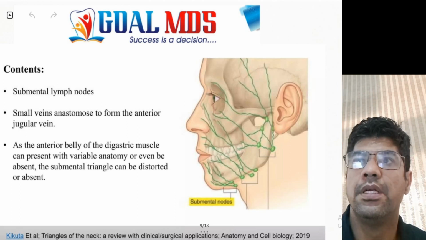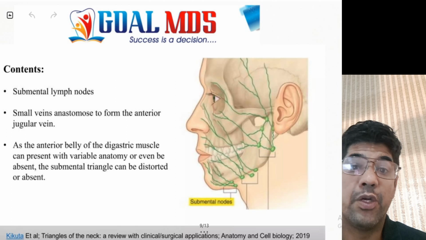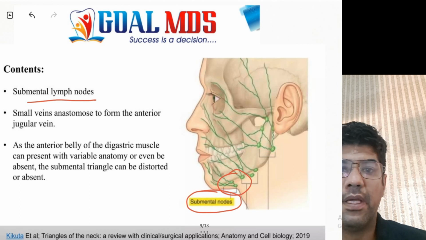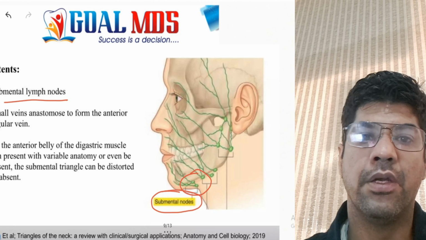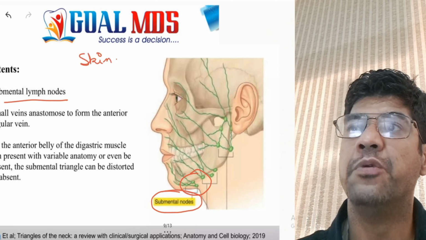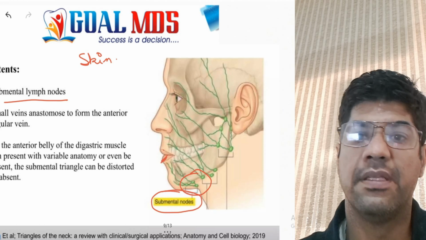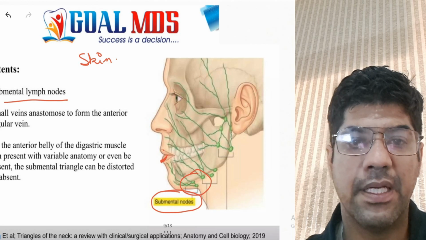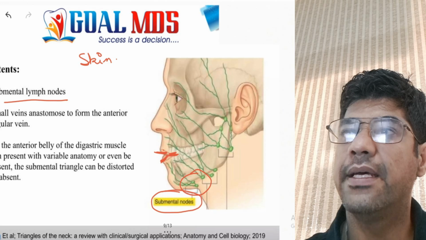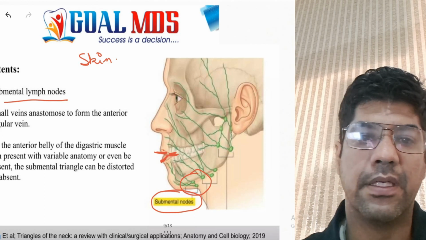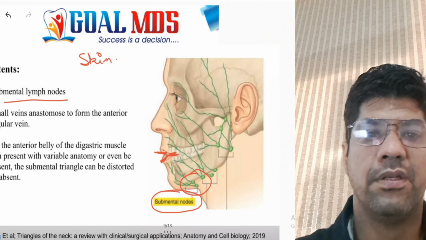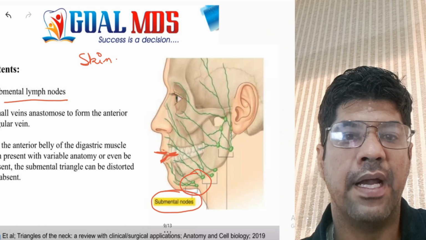Now what are the contents of the submental triangle? There are 2 to 4 small submental lymph nodes in the superficial layer between the digastric muscles. Remember, these submental nodes will drain the skin, the central part of the lower lip, the gums that are next to teeth, the front part of the mouth floor, and the tip of the tongue. Their outputs go to the submandibular nodes. Small submental veins combine to create anterior jugular vein.